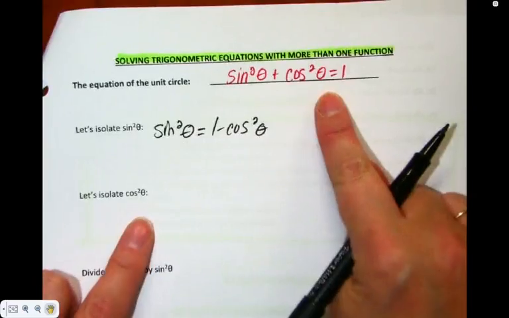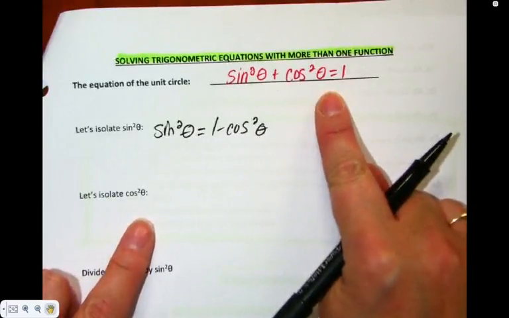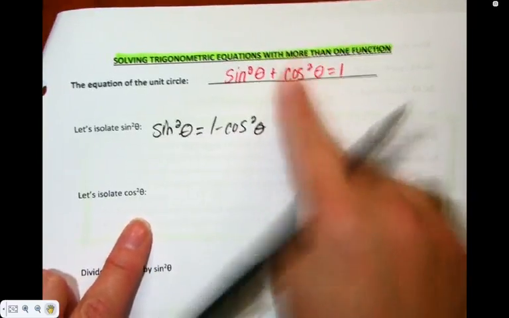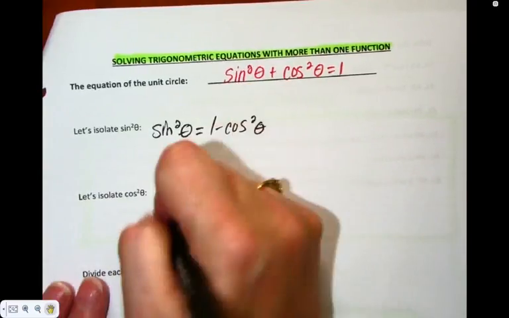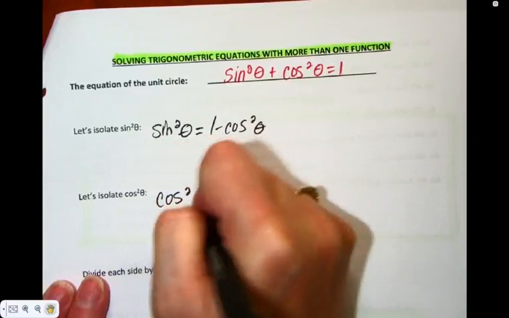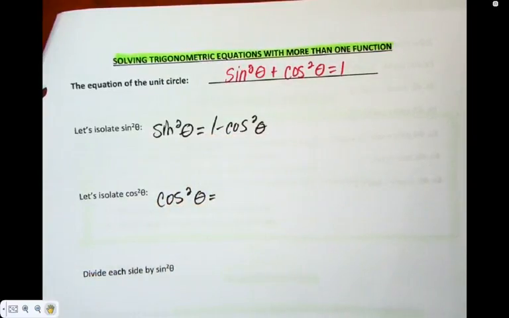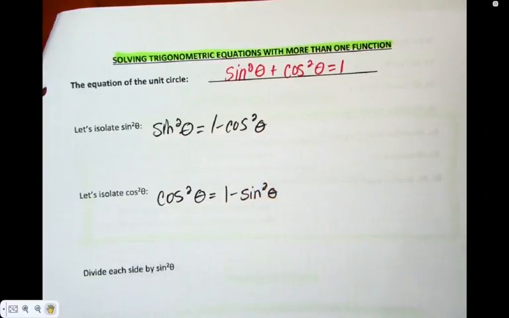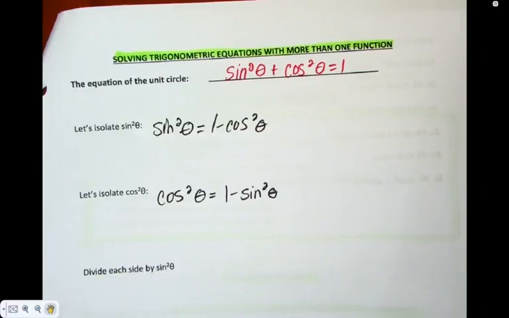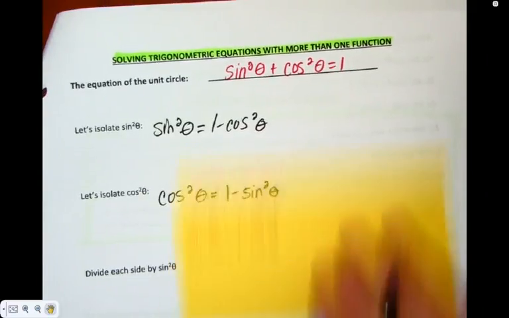Okay, well, let's go back to the original, and this time, instead of isolating sine squared, let's isolate cos squared. Let's get this cos squared by itself. So what do I need to do with sine squared? Subtract it over. So I'm going to get cos squared equals 1 minus sine squared. Again, same formula, just looks a little different. Let's add that to our cue card.